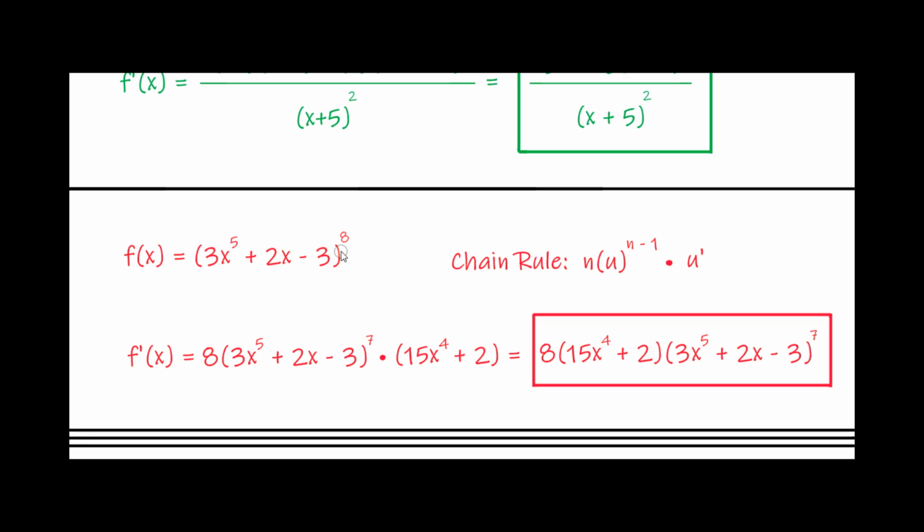So you can see here that after we do so, we multiply the given quantity u times its derivative u prime. So here we start with reducing the exponential value and converting it into a coefficient times the quantity expression, and then reduce to 1 less power, to the 7th power, times the derivative of the quantity, so 15x to the 4th plus 2.